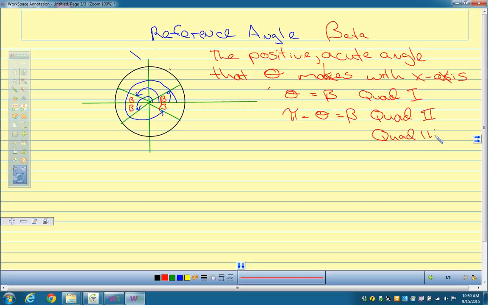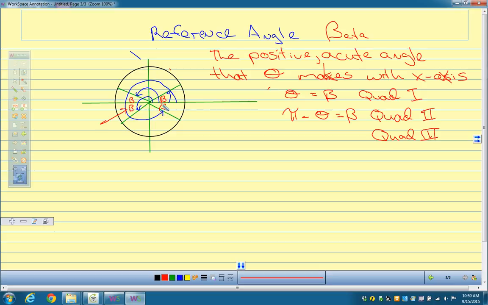Who's I? Go ahead, Mitch. Is it pi plus theta equals pi plus, not quite, pi plus theta. So how can I find this angle here in the third quadrant? Theta minus pi. Yep, perfect. Who said that? Very good, Francesco.